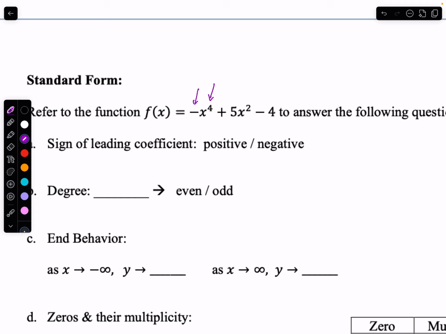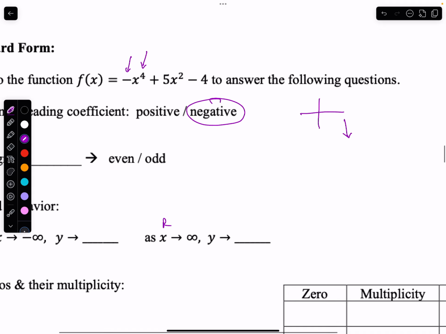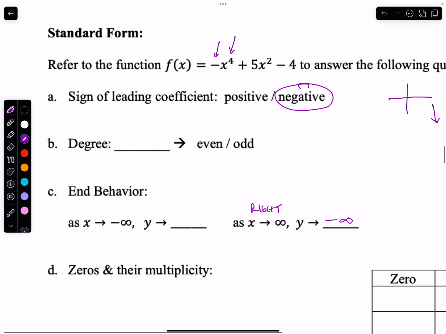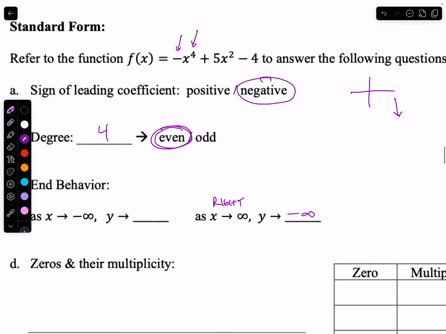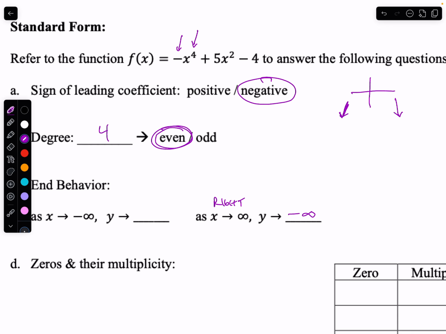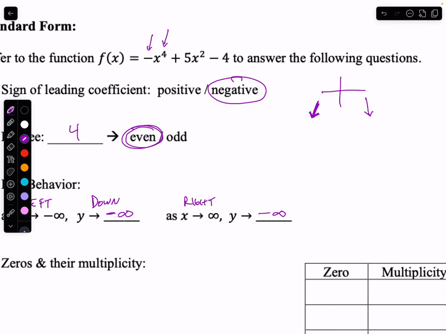The leading coefficient is negative. So we know that this thing finishes down. When we're on the right side, we're going down, so that's negative infinity. And because our degree is 4, that makes it even. We know it's the same on the other side because the even ones have the same end behavior. So it's also going down on the left side, because remember this means y is going to negative. So I already know my graph is going to be down and down on the outsides.